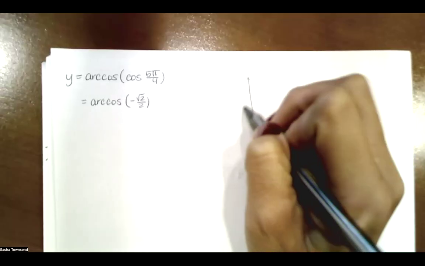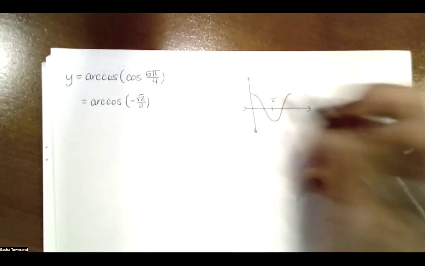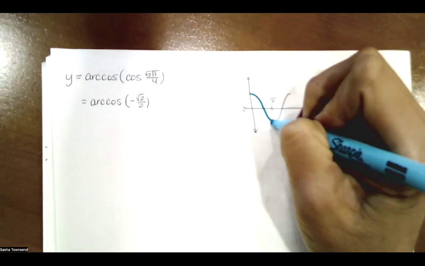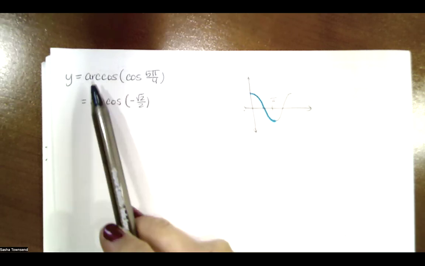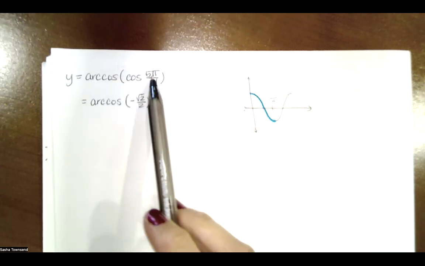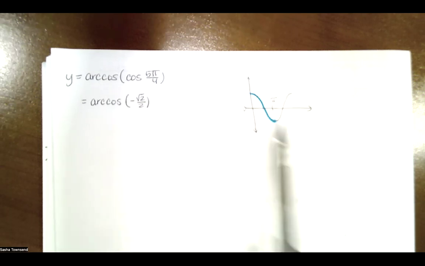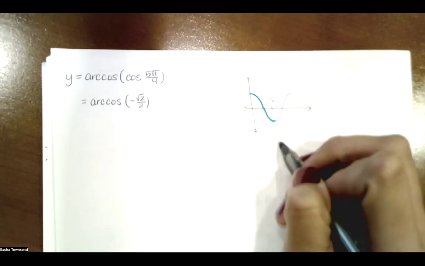So our cosine graph looks like this. We took the restriction to the interval from 0 to pi to create the arc cosine graph. So our arc cosine always returns angles between 0 and pi. So if I'm asked for the function value of arc cosine of 5 pi over 4, I don't get 5 pi over 4 back because 5 pi over 4 is outside of that interval from 0 to pi. So what do we do? I compute the cosine of 5 pi over 4.